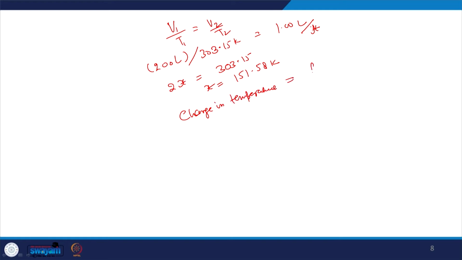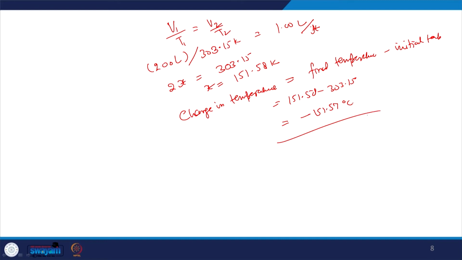Now change in temperature is equal to final temperature minus initial temperature. So this is 151.58 minus 303.15, and that comes out to be 151.57 degree Celsius, and that is my answer.